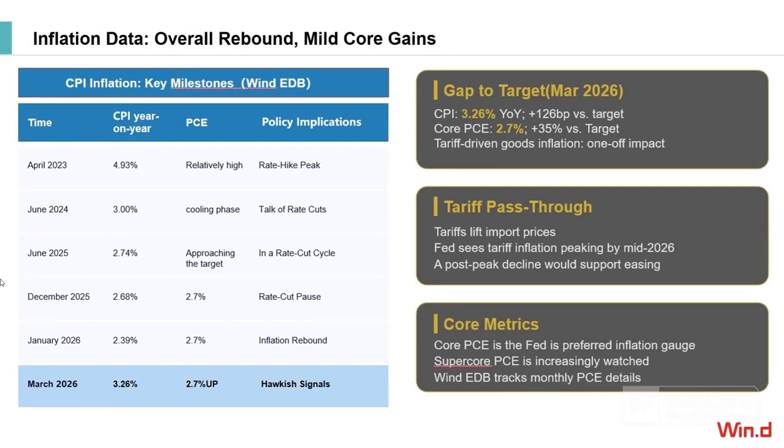In December 2025, the year-on-year CPI stood at 2.68% and core PCE at 2.7%, leading to a temporary pause in rate cuts. Entering 2026, the year-on-year CPI dropped to 2.39% in January, but core PCE remained at 2.7%, showing signs of inflationary rebound. By March 2026, the year-on-year CPI rebounded to 3.26%, and core PCE exhibited an upward trend of 2.7%, sending a hawkish signal. All data is sourced from the economic database EDB.